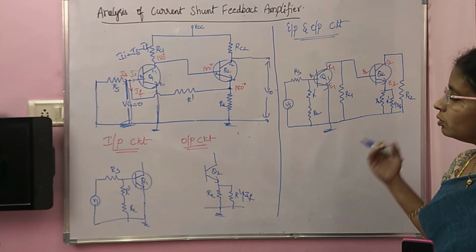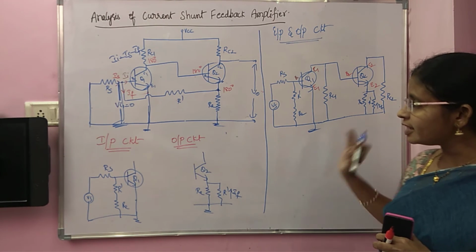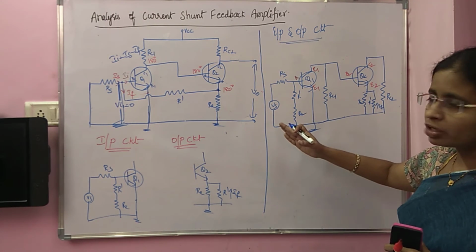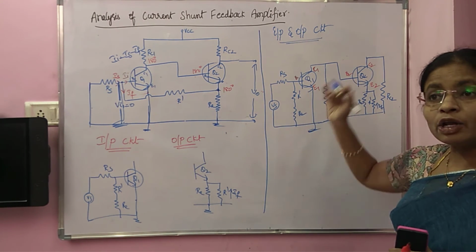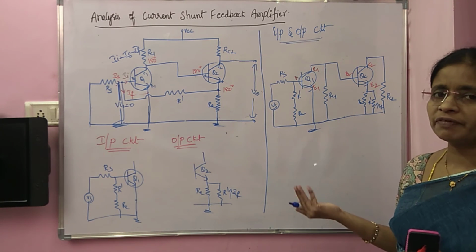In the next video, I'll explain the h parameter model equivalent circuit and the analysis, meaning finding A, beta, Ri, R0, Rif, R0f, etc.